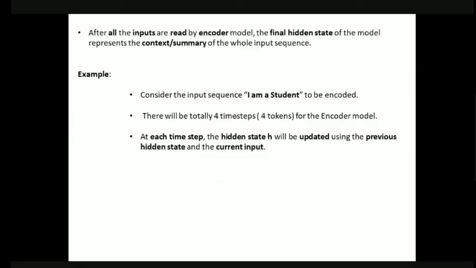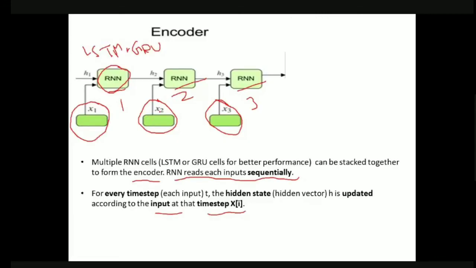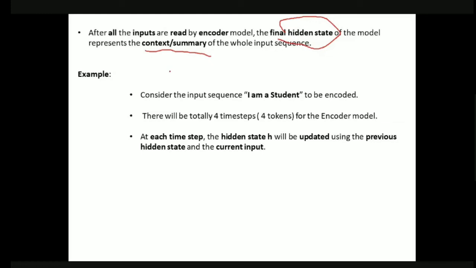Now, after all the inputs are read by the encoder model, that is, when we give the complete sequence of words to the encoder model, the final hidden state of the model represents the context or summary of the whole input sequence. If you see here, this is one word we have given, this is another word, and this is another word. After completing the complete input, the final encoder vector which we got here represents the complete context, or the complete summary, of the whole input sequence.